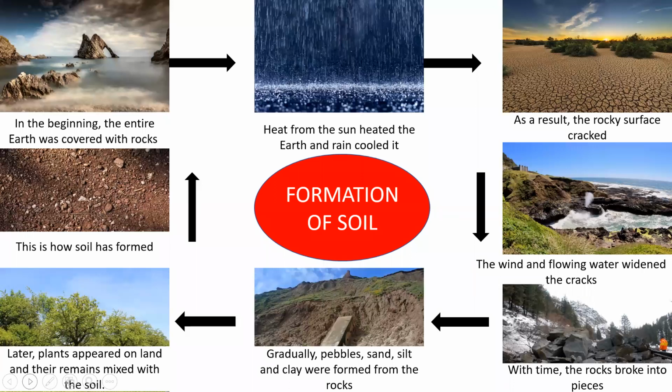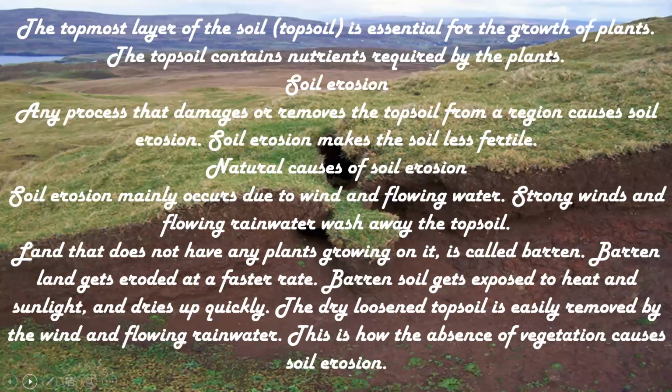Later, plants appeared on land and their remains mixed with the soil. This is how soil has formed. The topmost layer of the soil, also called the topsoil, is essential for the growth of plants. Topsoil contains nutrients required by the plants. Soil erosion. Any process that damages or removes the topsoil from a region causes soil erosion. Soil erosion makes the soil less fertile.